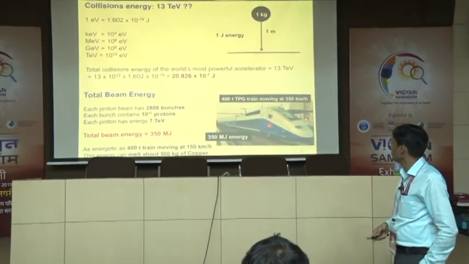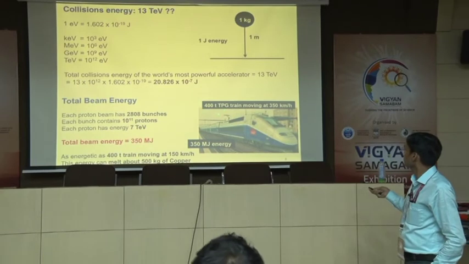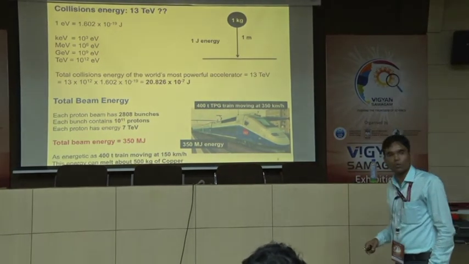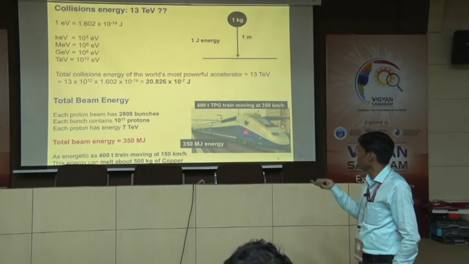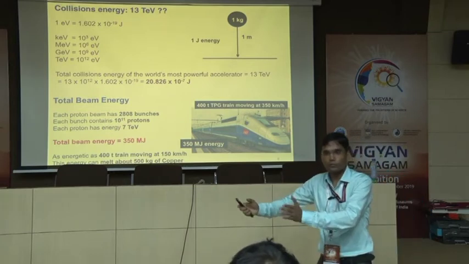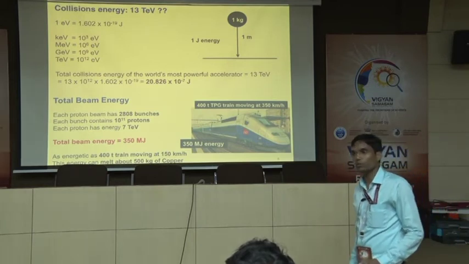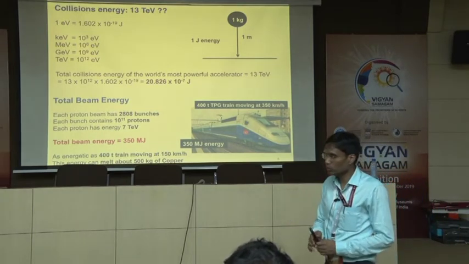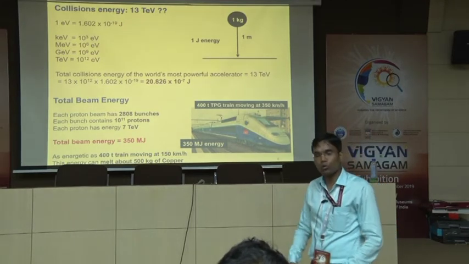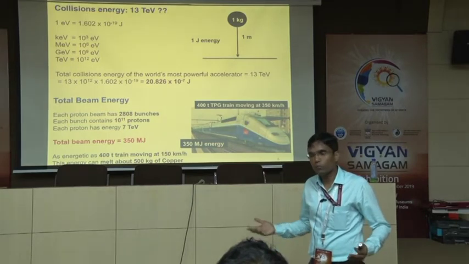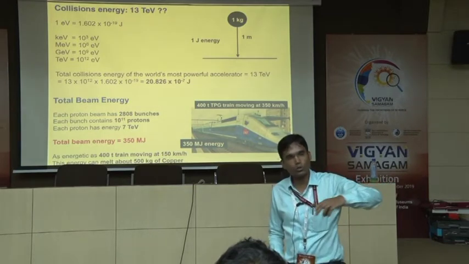So 350 megajoule is roughly of the order of the energy of a 400 ton train moving at 350 kilometers per hour. The kinetic energy involved is of the order of 350 megajoule, and if you dump all this energy, it can melt around 500 kg of copper. So when you perform this experiment, because you have something moving at that energy scale, let us say things go bad, beams become uncontrollable, then what will happen? Then it can go anywhere and it will destroy many things, right?